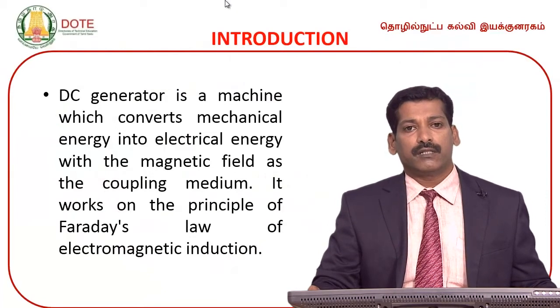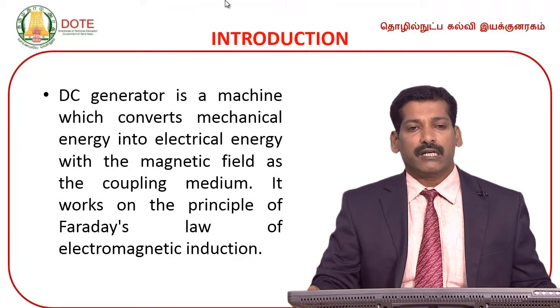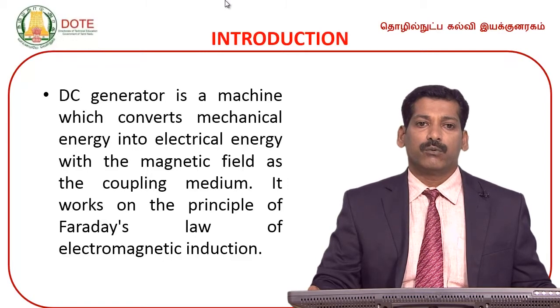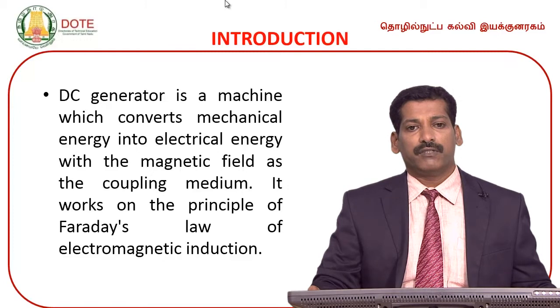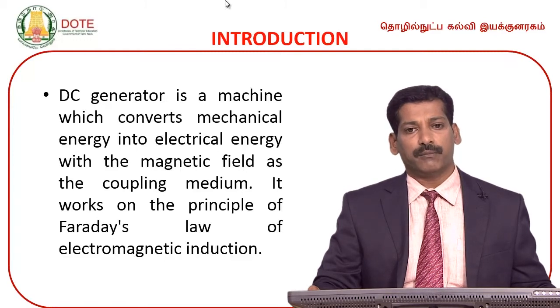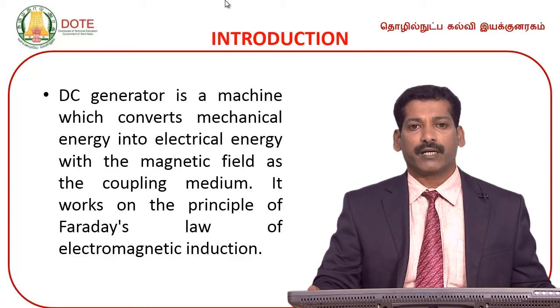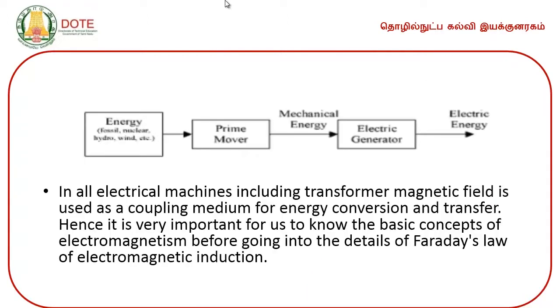Firstly, we will deal with the DC generator. A DC generator is a machine which converts mechanical energy into electrical energy with the magnetic field as the coupling medium. It works on the principle of Faraday's law of electromagnetic induction. So, this is basically a block diagram which shows how a DC generator works. Constructionally, a DC generator is the same as a DC motor. We commonly call it a DC machine.